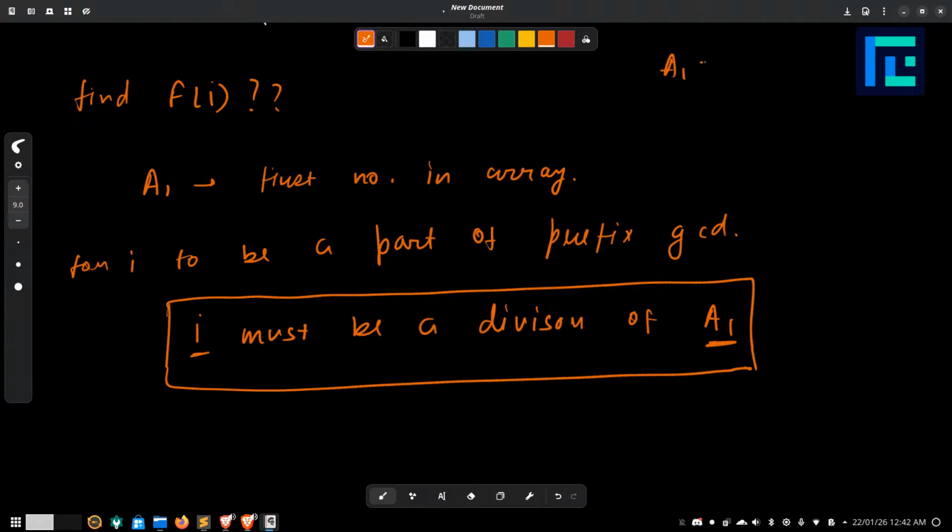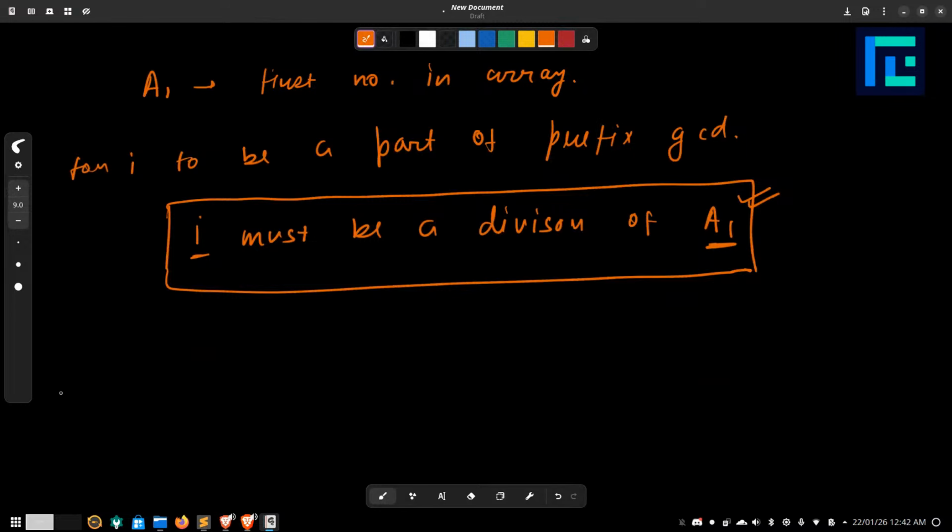Because let's say if a1 is 10 and I am calculating the probability of 7 being a part of the prefix GCD, then obviously it is 0. Since the first element is already 10, all the further GCDs would be a divisor of 10 only. It cannot be 7. So f of 7 is already 0. So that's why the first important condition is that I must be a divisor of a1.